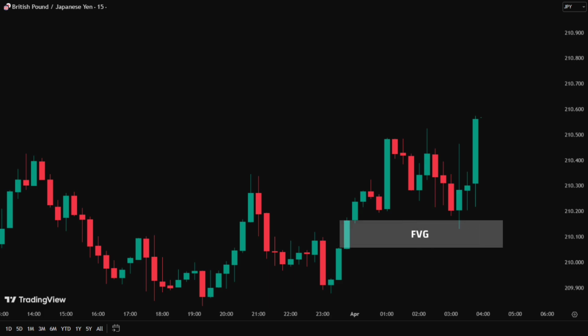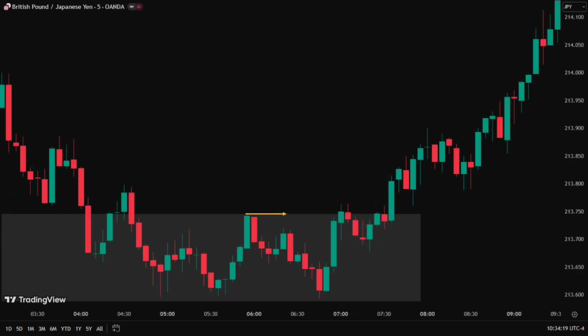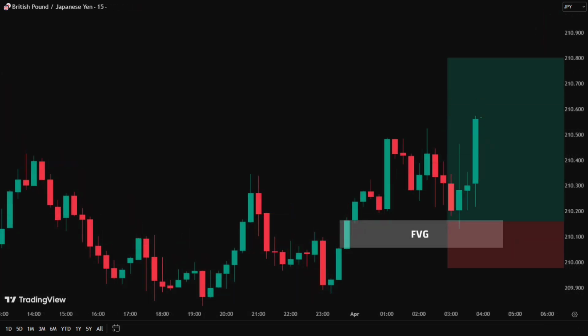Price pulled back into that zone, and sellers tried to push it lower. For several candles, it genuinely looked like the move might fail. Then buyers stepped in at the bottom of the gap, and a change of character formed on the 5-minute chart. We entered long from inside the 15-minute gap. Stop below the imbalance. Target the swing high above on the 1-hour chart.